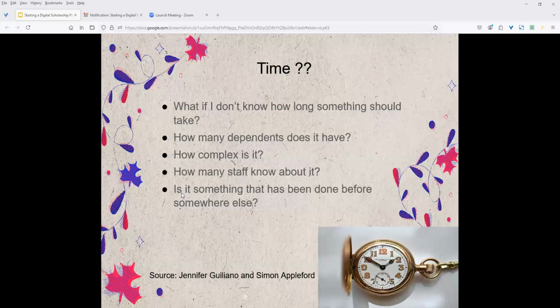How many things do I need to do first before I can get to the next task or objective is undertaken? So what comes prior to the task that you're looking at? So all these have to factor in time.